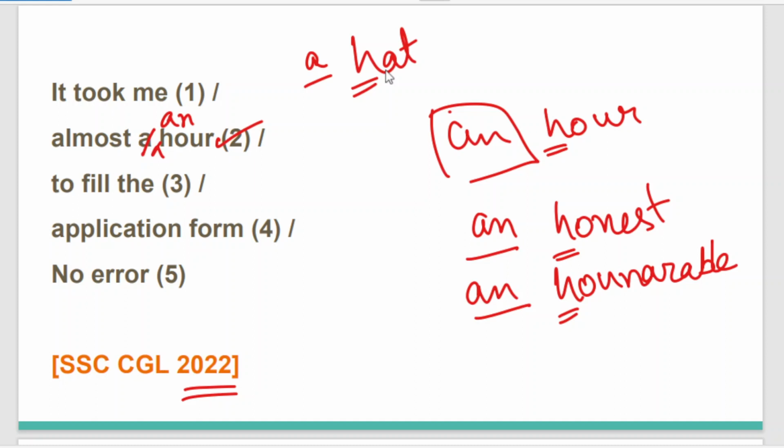So it is actually differing from word to word and also the letter with the help of which the word is starting. And if the letter is playing the role of a vowel, then an will be placed before the word, and if the letter H is playing the role of a consonant, then a will be placed before that word.